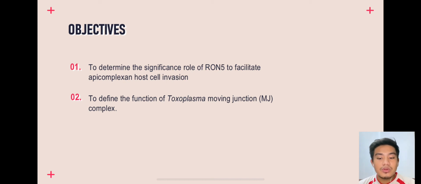The MJ also contains a molecular filter that prevents host plasma membrane proteins from entering the nascent parasitophorous vacuole, which is PV, making it non-fusogenic and shielding the parasite from lysosomal degradation, which is a role that the MJ-RON complex may fulfill.